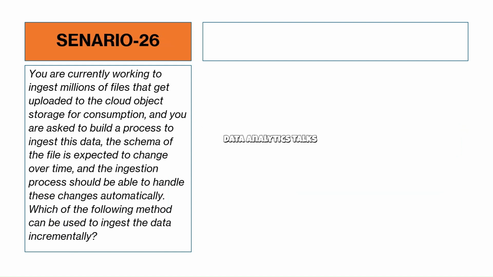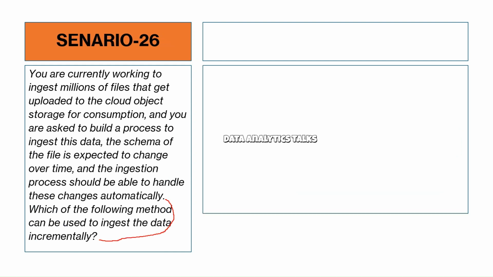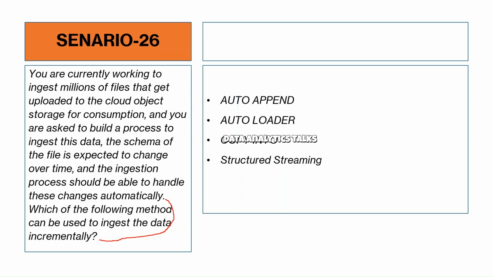Scenario 26: you are currently working to ingest millions of files that get uploaded into cloud object storage for consumption, and you are asked to build a process to ingest this data. The schema of the file is expected to change over time, and the ingestion process should be able to handle this change automatically. Which of the following methods can be used to ingest the data incrementally? Of course, we have some options. We have auto append, Auto Loader, copy into, structured streaming, and checkpoint.